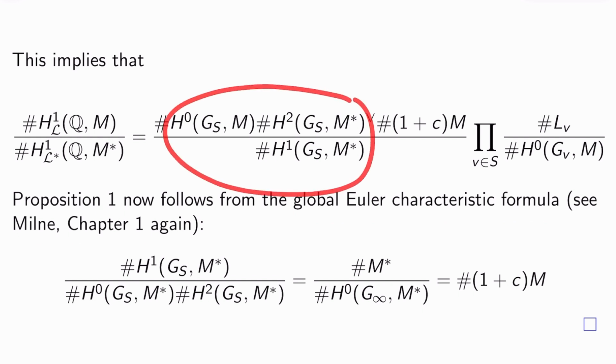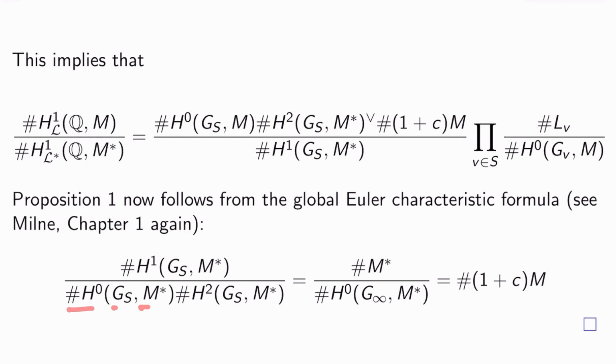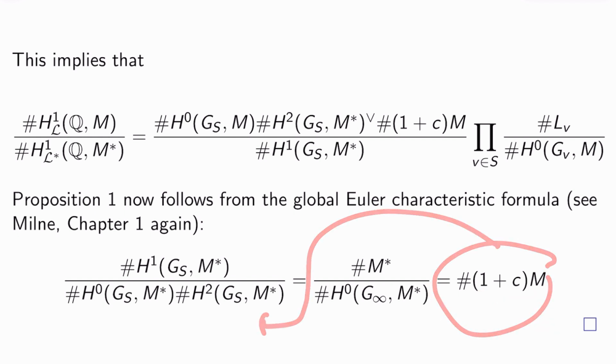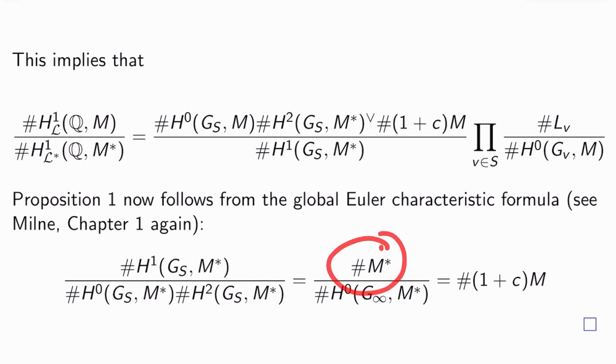reciprocate this term, so if you look at the cardinality of H1(G_S, M*) divided by the cardinality of H0(G_S, M*), which will be the same as this one, and then the cardinality of H2(G_S, M*), which is the same as the cardinality of this one. You can prove that as well, although I think that's pretty eminently believable if you're just willing to buy it. And then you also divide by the cardinality of (1 plus c)M. You could view this as just living in the denominator down here. That turns out to equal the cardinality of M* divided by the cardinality of H0(G_infinity, M*).